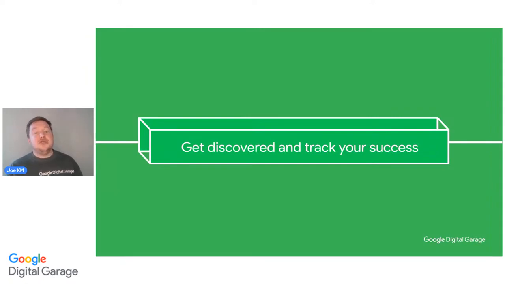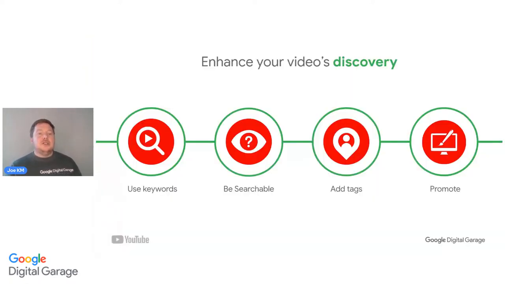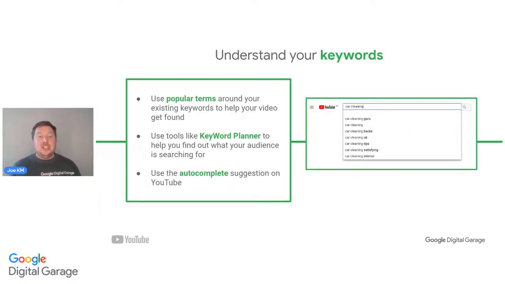So get discovered and track your success. So this is what you were talking about a little bit ago as well, like how can we get traffic to the channel? So we can then start to talk about using keywords. So using keywords, be searchable, add tags, and promote yourself. So once you've uploaded your video, you then need to make sure you make your video searchable so people can actually find you. So the first thing is understanding your keywords. So this is like understanding what's popular in your niche.